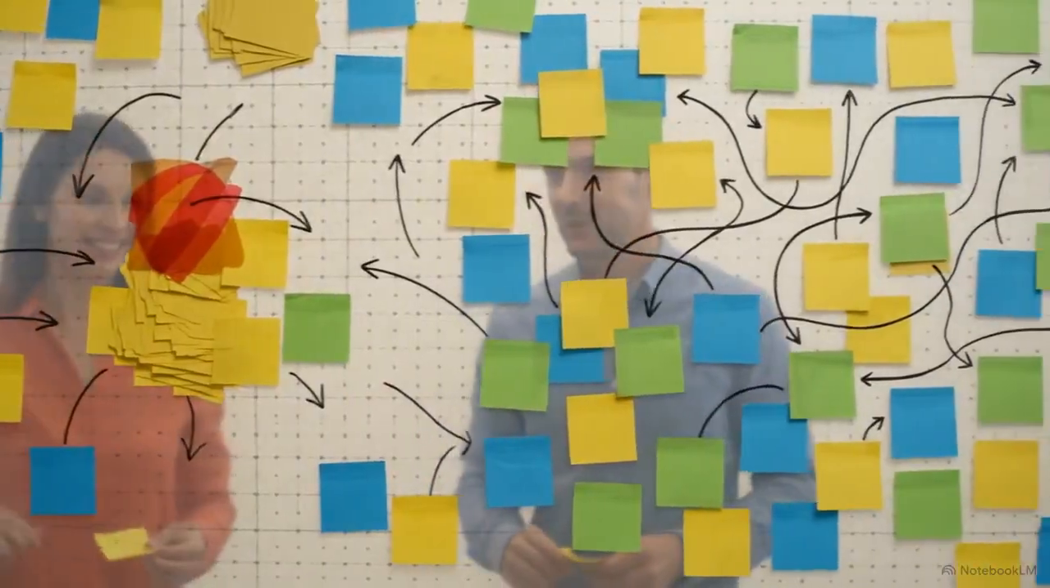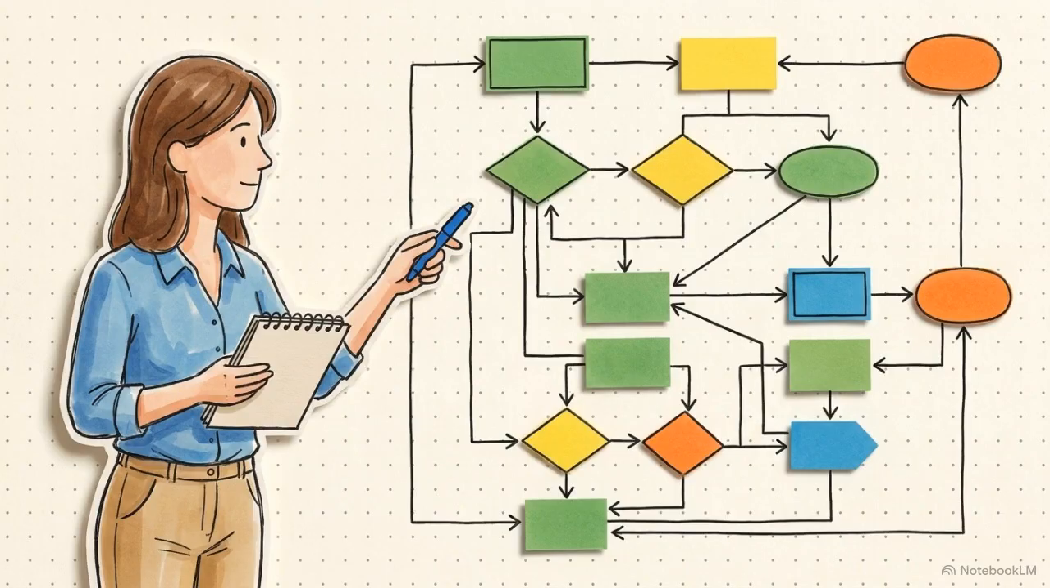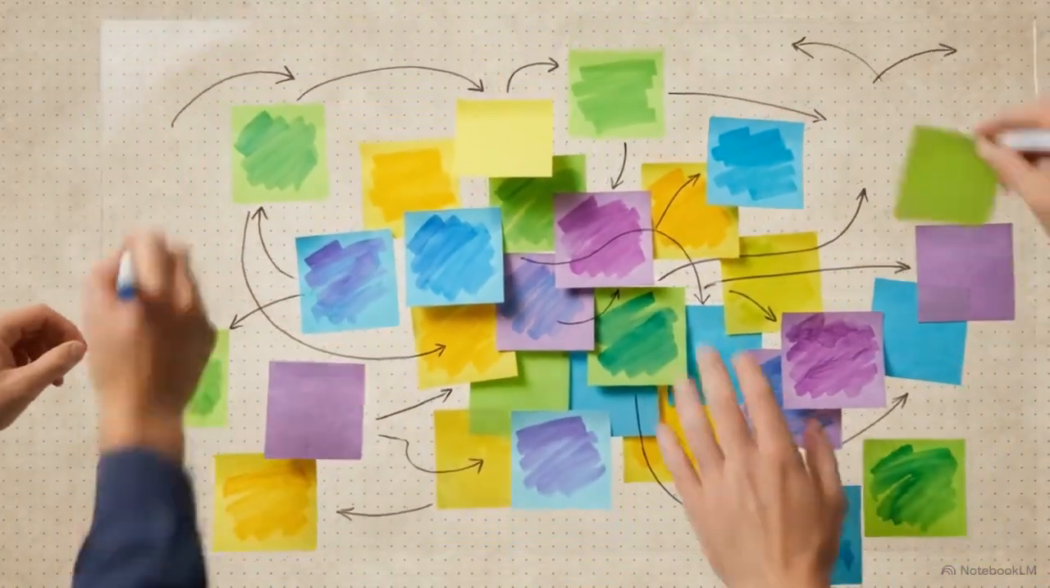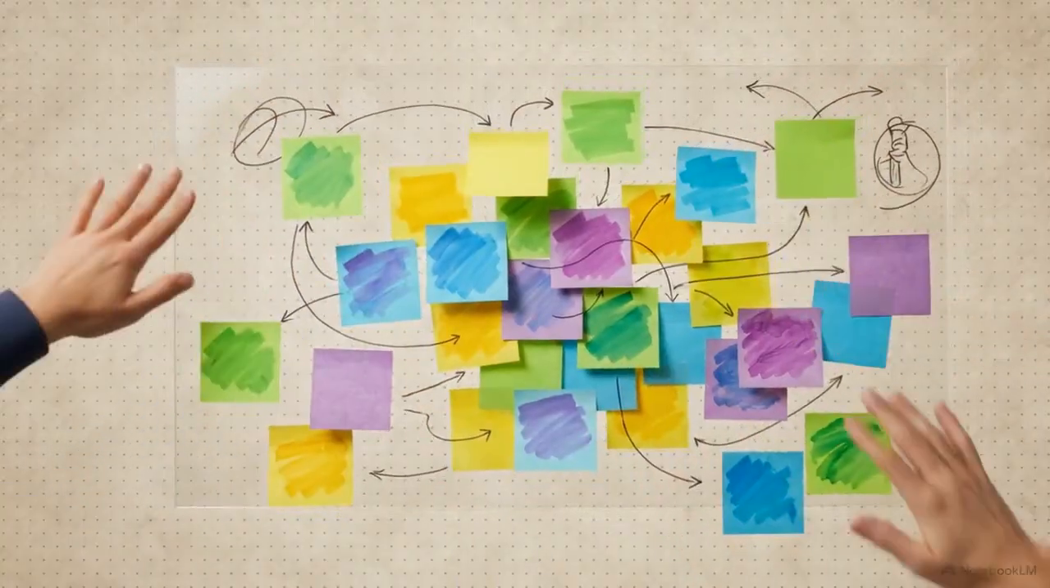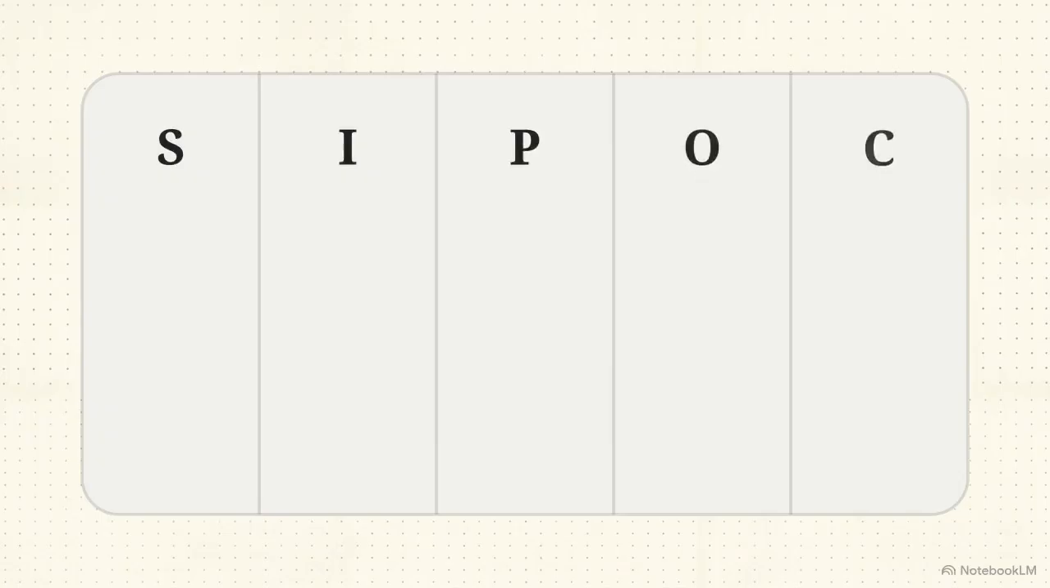This is a tactile exercise. Using a large wall and physical sticky notes allows the team to see the entire operation at once, making it easy to move steps around as the group debates how the work really happens. We start with a macro view called a SIPOC diagram, identifying suppliers, inputs, process, outputs, and customers defines where the project begins and ends. Once boundaries are set, the workspace is divided into horizontal swim lanes representing different departments, showing how work moves across the company.